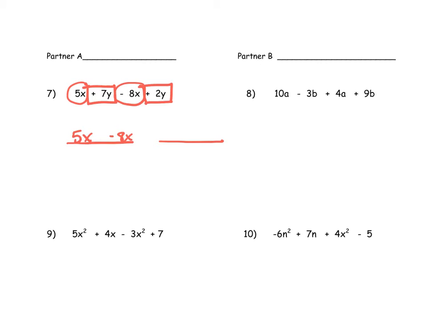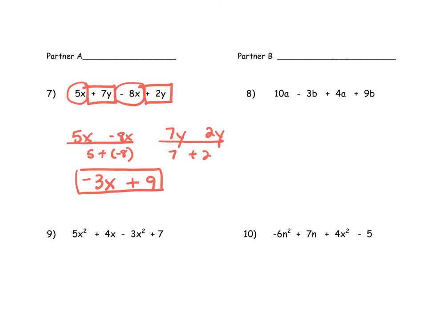So I can put those together as one x term. I have a positive 7y and a positive 2y. I can put those together and make one y term. So if I add 5 plus negative 8, that would be negative 3, and they're both x terms, so the x comes down. If I add 7 plus 2, they're both positive, so that would be 9. And it's positive 9, so I'm going to write that as plus 9. And this is the answer.